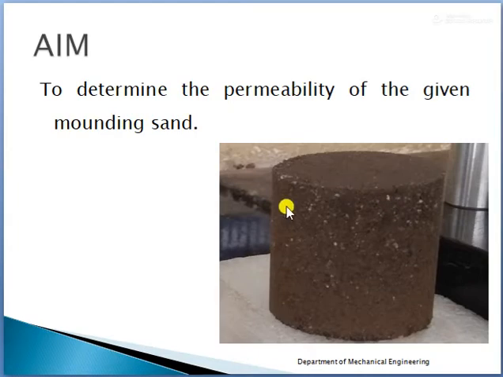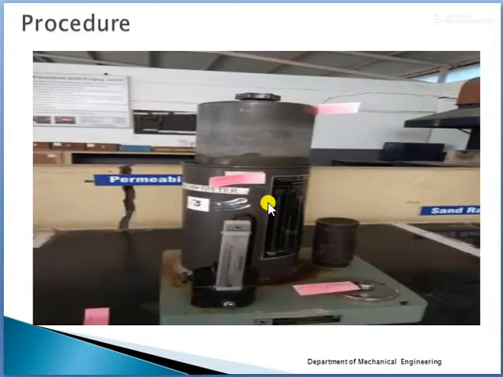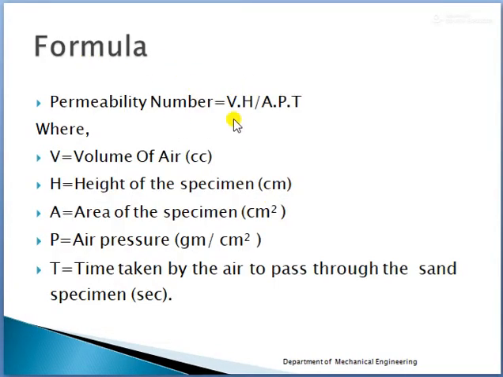The permeability number is found out using this formula: V into H by A P T. V means volume of the air in cc, H is the height of the specimen, A is the area of the specimen, P is the air pressure in gram per centimeter square, T is the time taken by the air to pass through the sand specimen in seconds. This is the formula through which you calculate the permeability number theoretically.